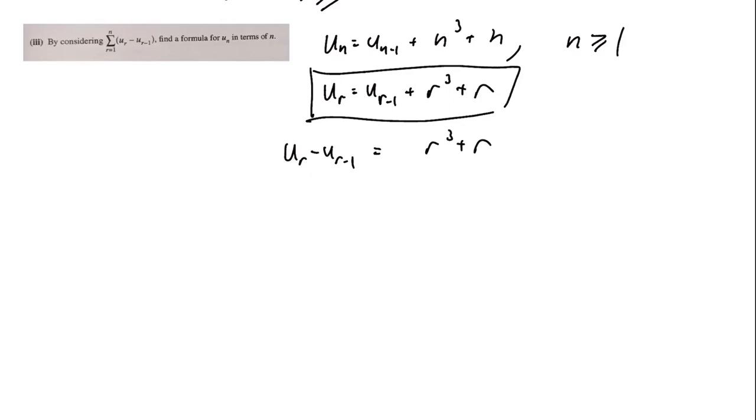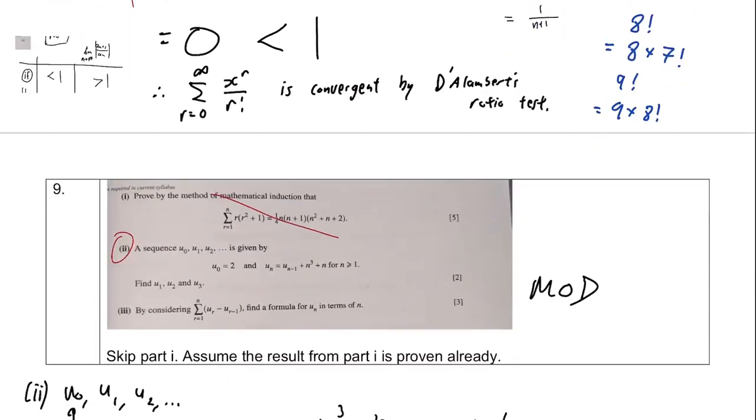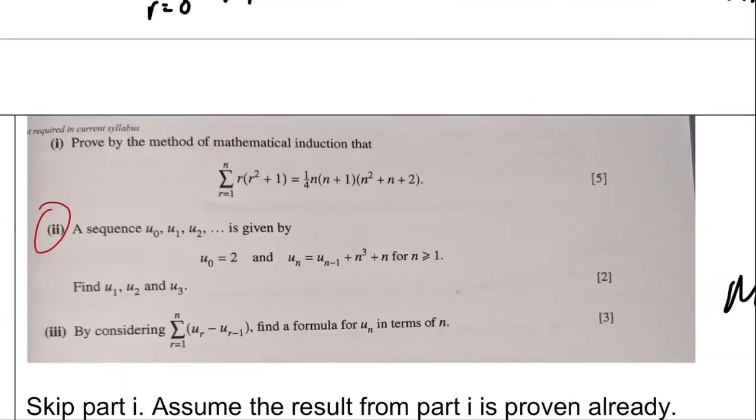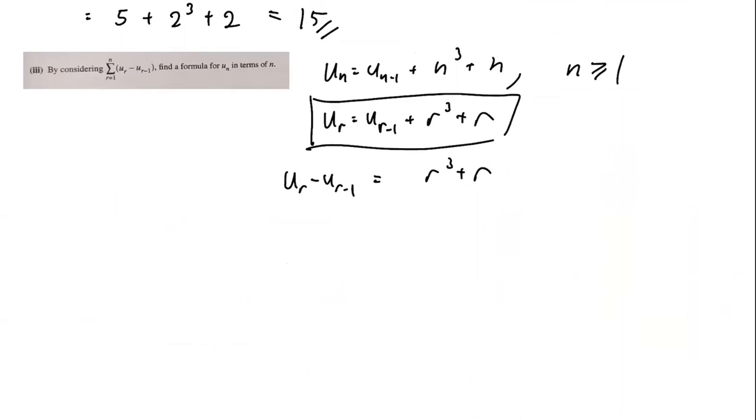Okay, good. So now we also need to quote the formula from the previous line, from part 1. For the H2 math current syllabus, you just have to assume that the formula here is already proven to be true. Assume true.